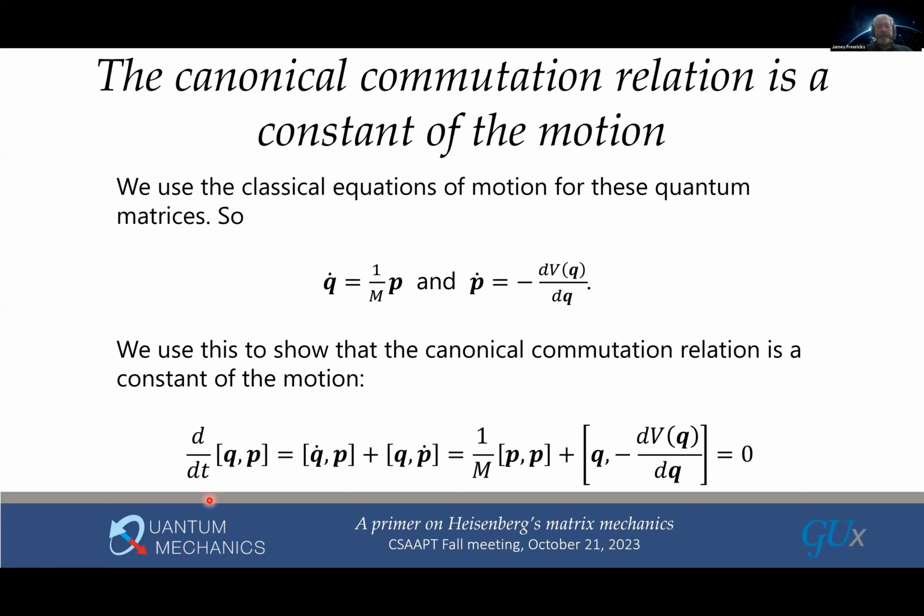So let's look at the time dependence of the canonical commutation relation. We can take the derivative of it. It just distributes across the two factors. So I get Q dot commutator with P and Q commutator with P dot.